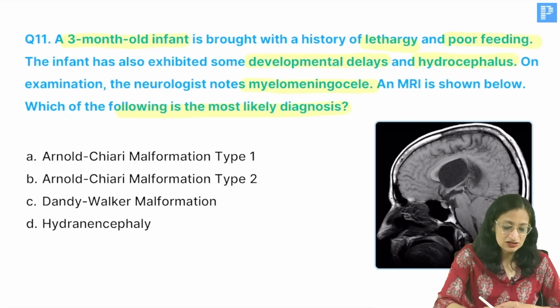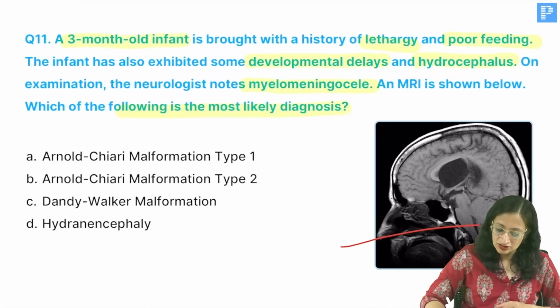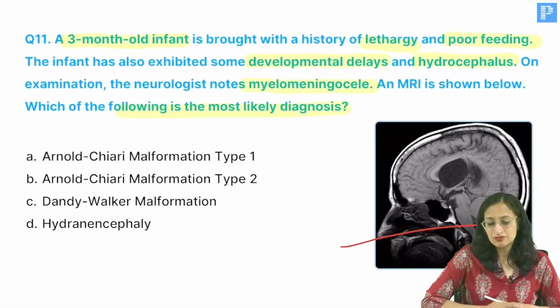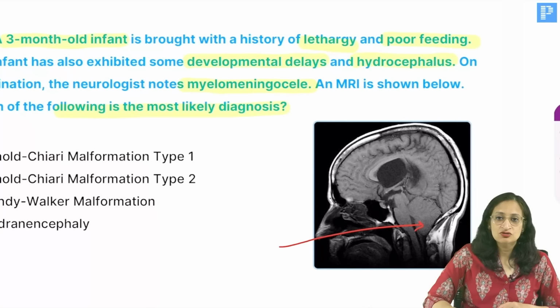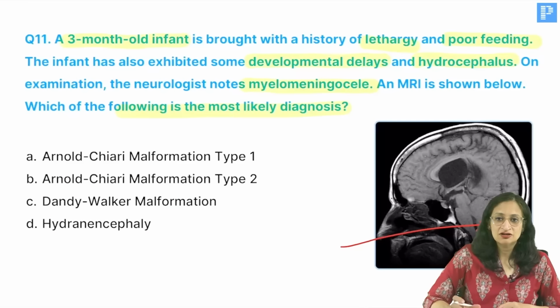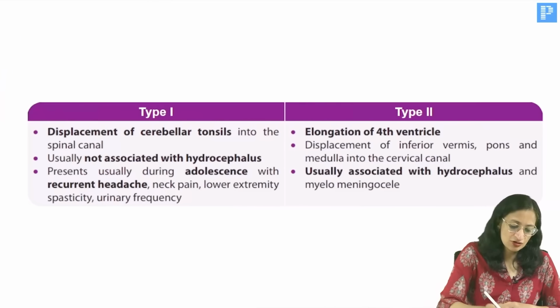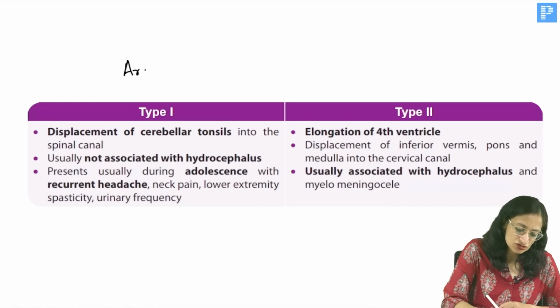What you see in this MRI is herniation of the lower part of the cerebellum into the foramen magnum, right? So this is Arnold-Chiari malformation. But whether it is type 1 or type 2? Let us discuss a little bit about both the types and we come back to answer this question.